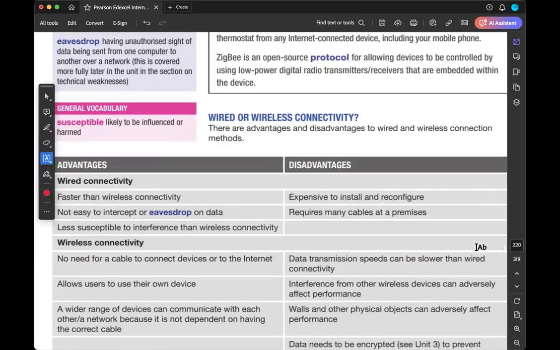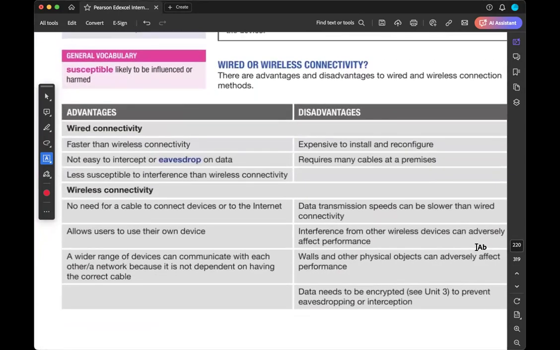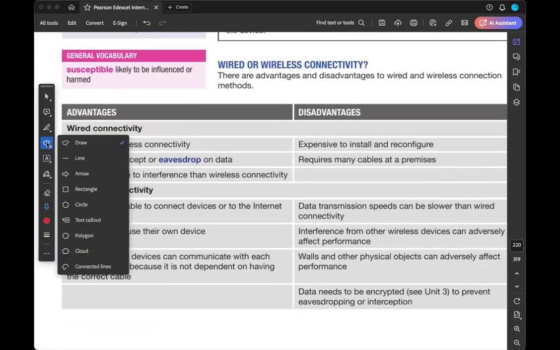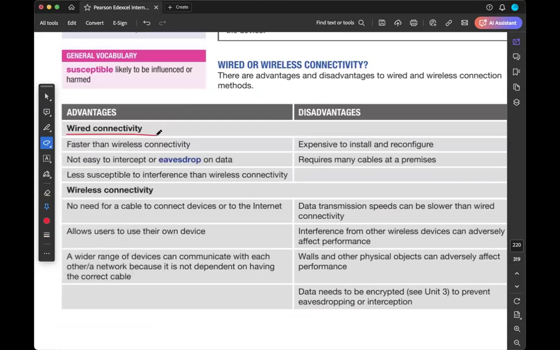Now we are going to discuss wired and wireless connectivity, advantages and disadvantages. This is interesting. First, wired is faster than wireless connectivity. Yes, this is a point. If you connect one wire into your router and the other wire into your PC, and if you're a gamer, you come to know that games work twice as fast, because wired connectivity sometimes has amazing speed.